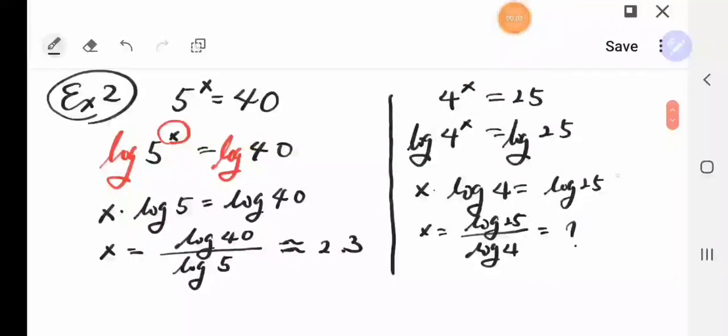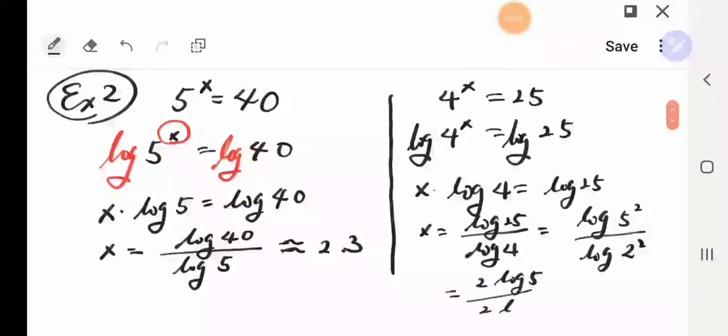Or we can simplify this. Let me erase this. So logarithm 25 is log of 5 squared, and 4 is 2 squared. Then you can move the exponent 2 to the front, so 2 log of 5 over 2 log of 2. So the 2s cancel out. So finally we have logarithm of 5 divided by logarithm of 2.